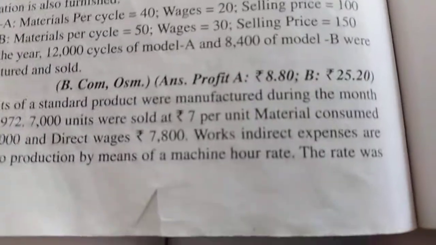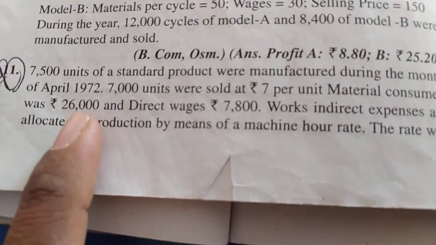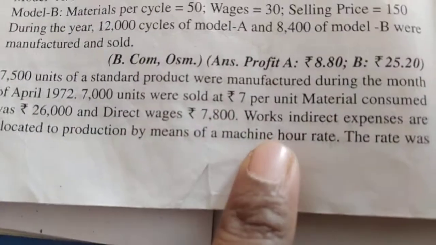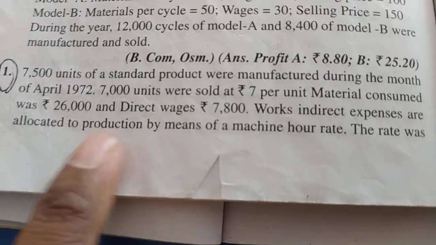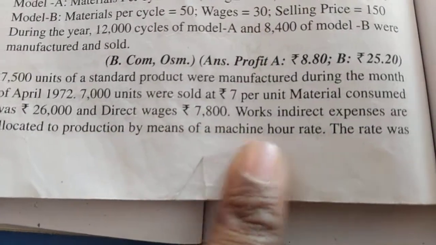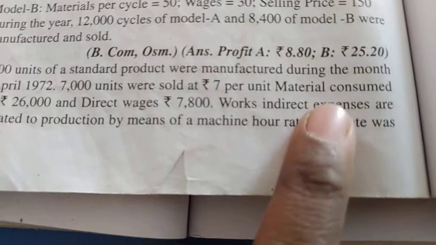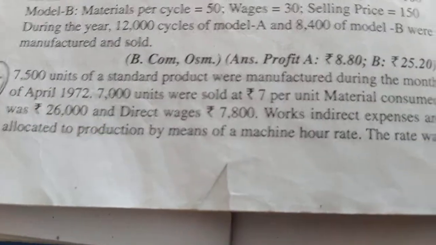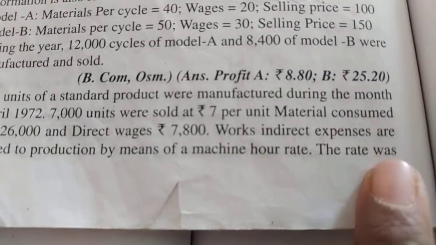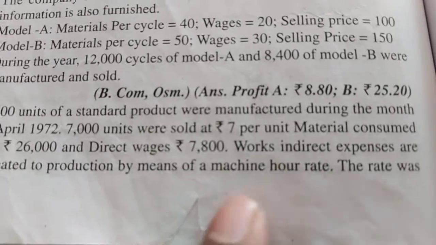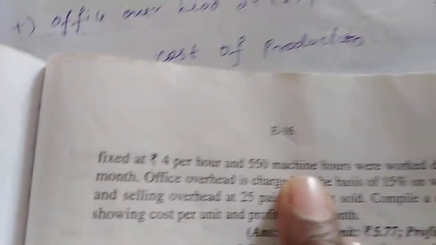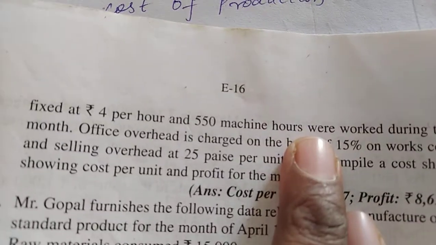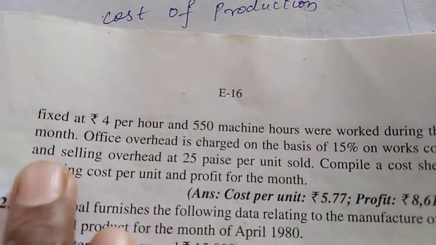Material consumed was 26,000 and direct wages 7,800. Works indirect expenses, which means factory overhead, are allocated to production by means of machine hour rate. The rate was fixed at 4 rupees per hour and 550 machine hours were worked during the month.